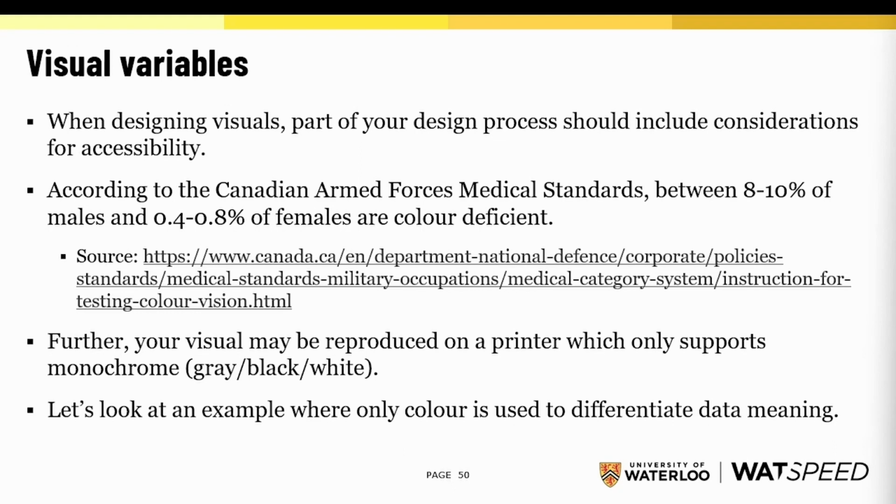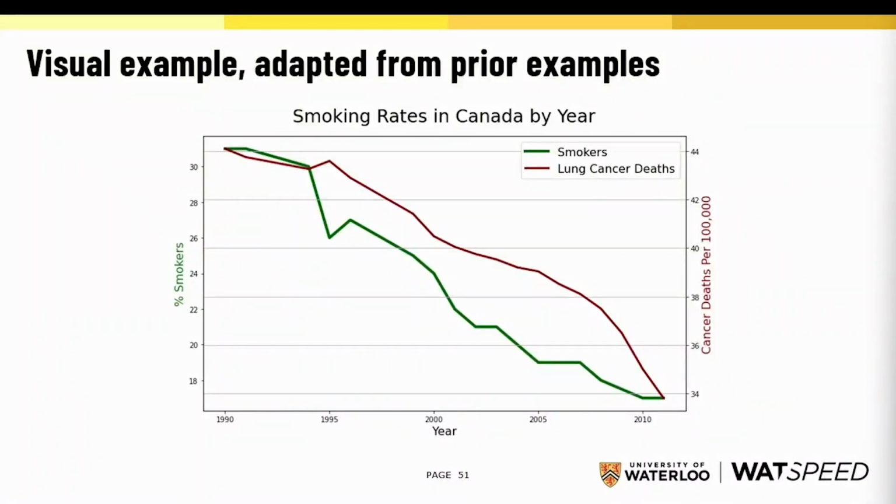Let's look at an example where only color is used to differentiate data meaning. So if we look at smoking rates in Canada by year, we're differentiating between smokers and lung cancer deaths only by color. Now, if you happen to have a color deficiency, you may not notice the difference between the two line graphs. One of the lines is a dark green and one of the lines is a dark red.